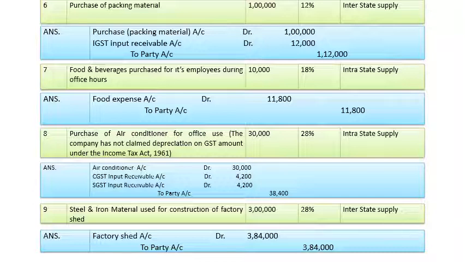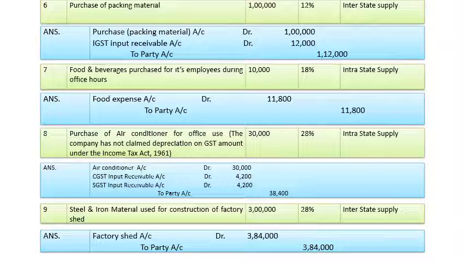So in this, what we have done, we have added the GST amount of 84,000 into the cost price of the factory shed. So 3 lakh plus 84,000. So 3 lakh 84,000 factory shed account debit to party account 3 lakh 84,000.